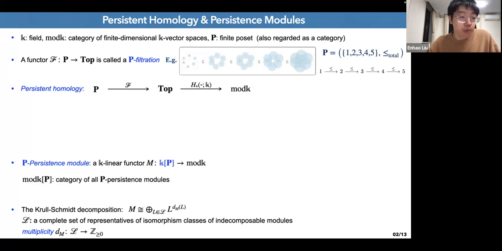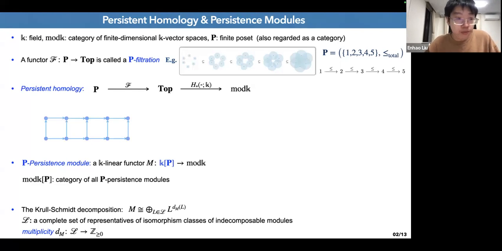Okay, so we keep this convention. And what is persistent homology? Persistent homology is just the composition of this filtration with the homology functors. Again, we always fix the field K, so the coefficients are always in K.